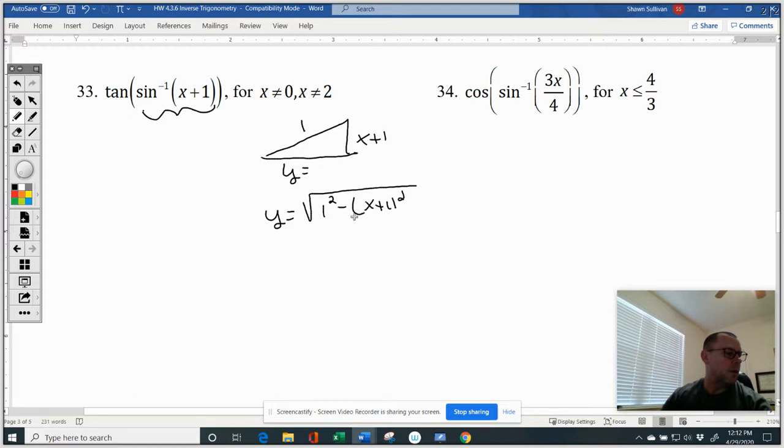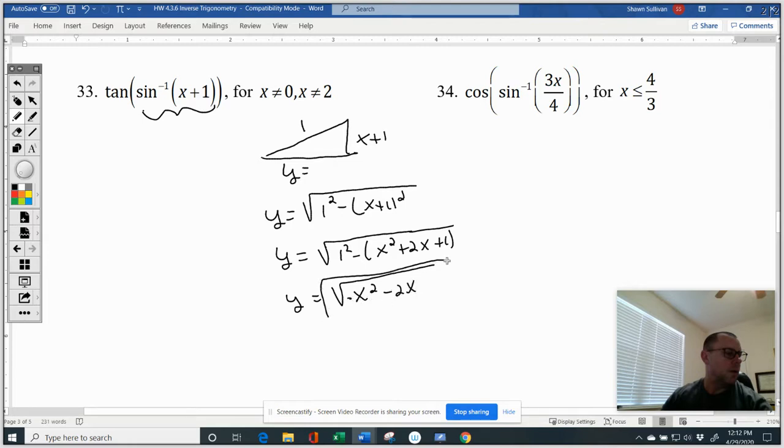We need to clean this up a little bit and simplify. So y is equal to the square root of 1 squared minus, remember, this is going to be x plus 1 times x plus 1. We multiply that out and get x squared plus 2x plus 1. Our negative is going to distribute, and these terms are all going to become negative, so we get negative x squared minus 2x minus 1. The 1 and the minus 1 reduce, and we're left with negative x squared minus 2x. That's my y value.